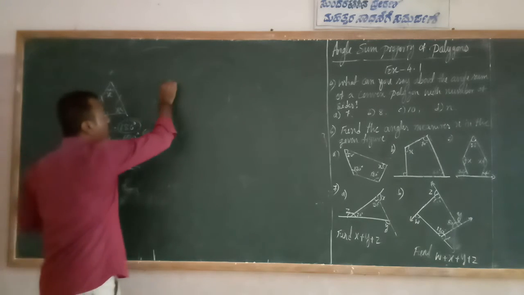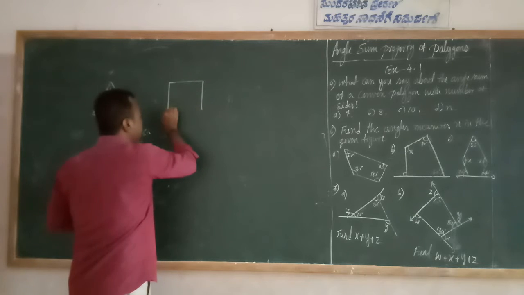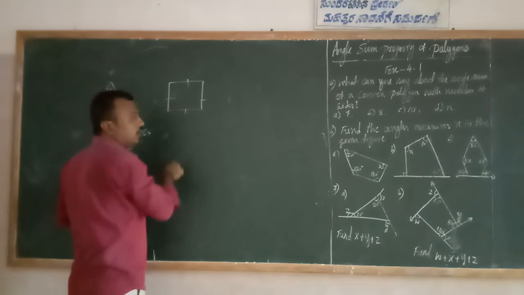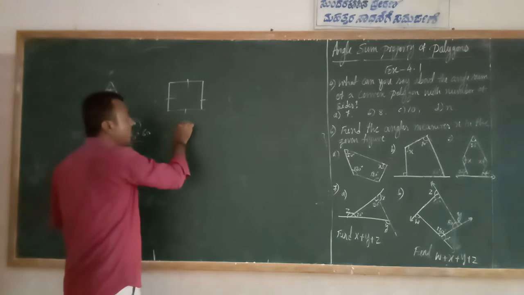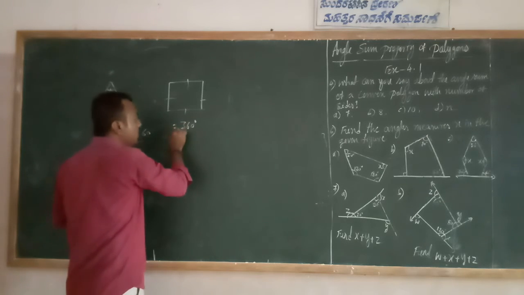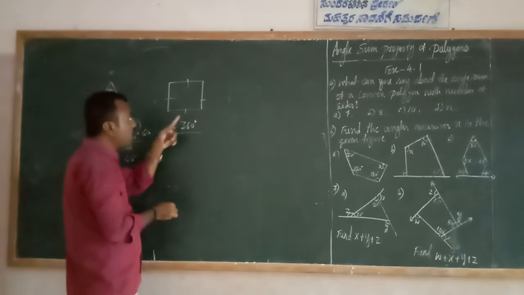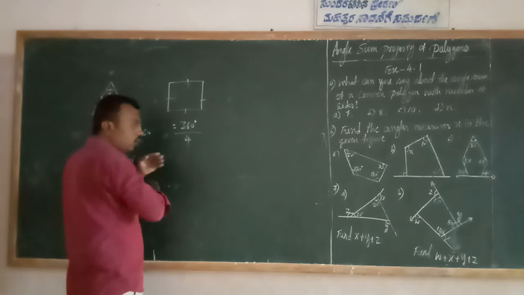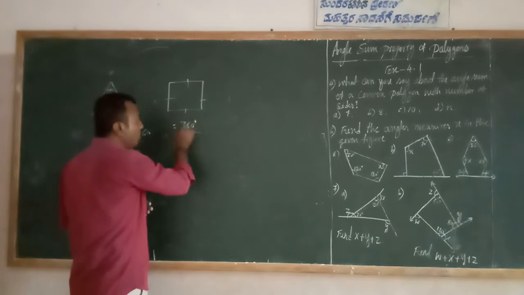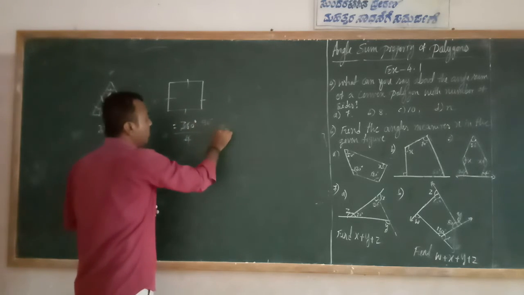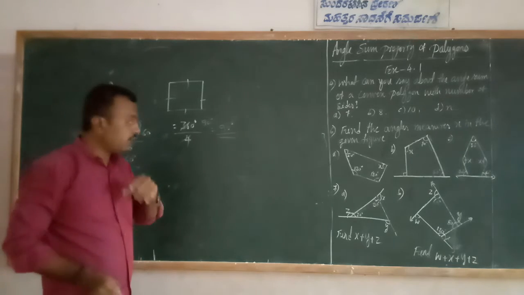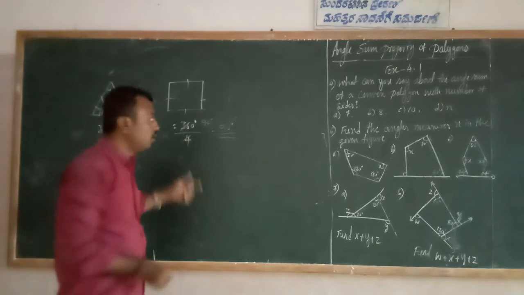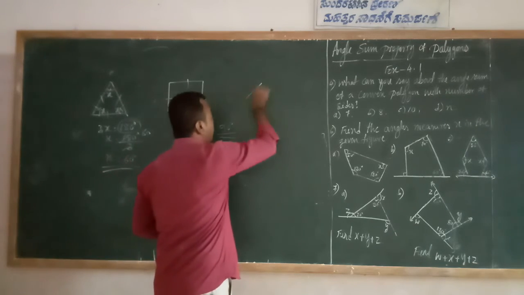Like that, regular quadrilateral. All sides are equal. What is the sum of the angles of a quadrilateral? It is equal to 360 degrees. We want each angle. How many angles are there? 4 angles. That's why we have to divide by 4. 4 nines are 36, therefore 90 degrees. So each angle is equal to 90 degrees in a regular quadrilateral. Understood?